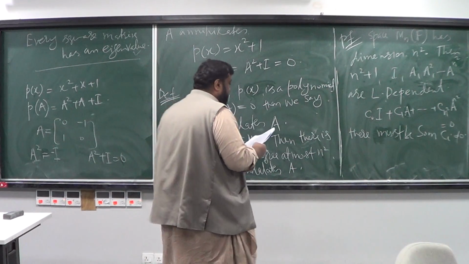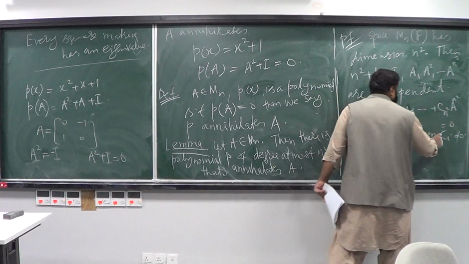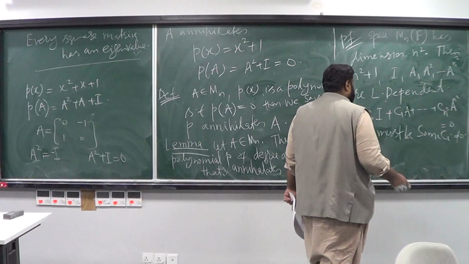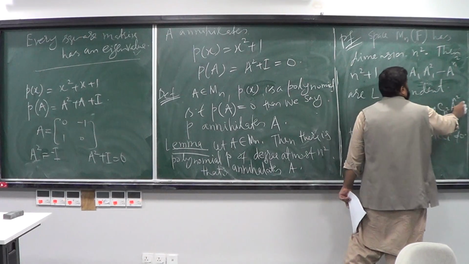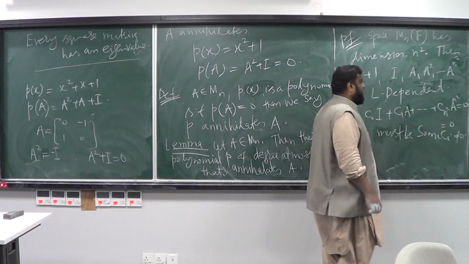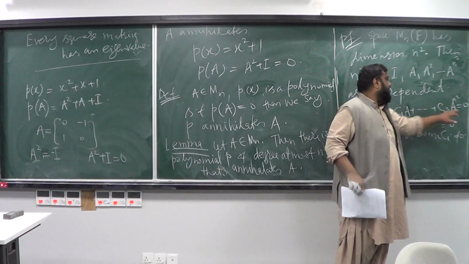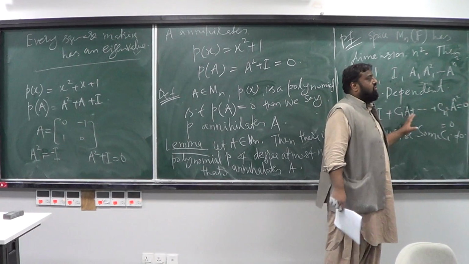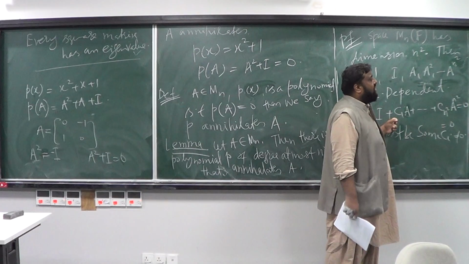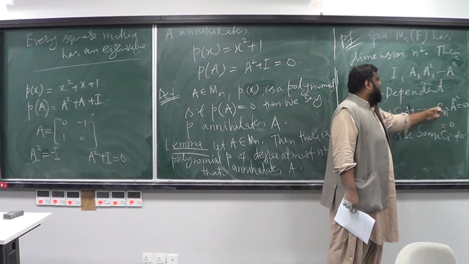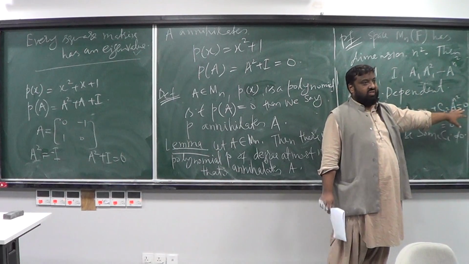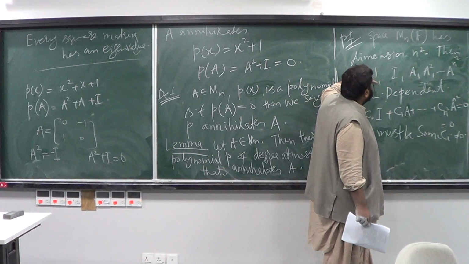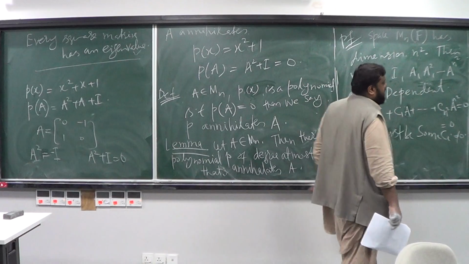So now some Ci's must be non-zero, or at least one of the matrices would be depending on the other matrices. So if you equate them to 0, some of the constants are going to be non-zero. At least one of the terms you should be able to express in terms of the others, because you are taking more vectors than the dimension of this space.